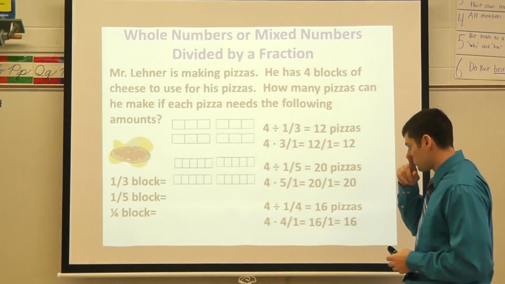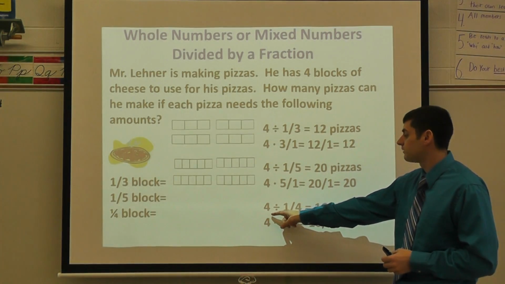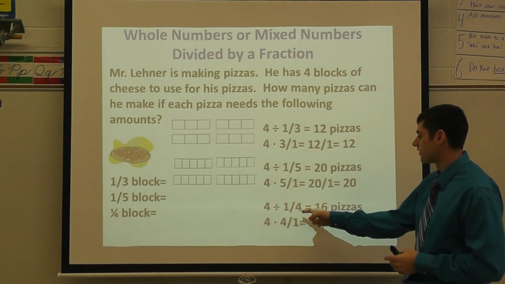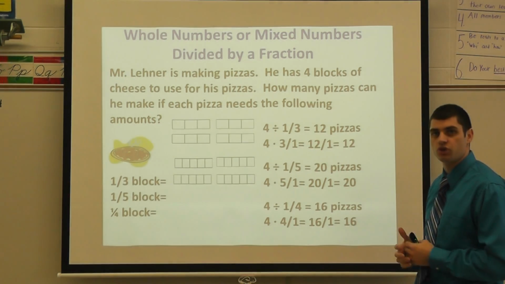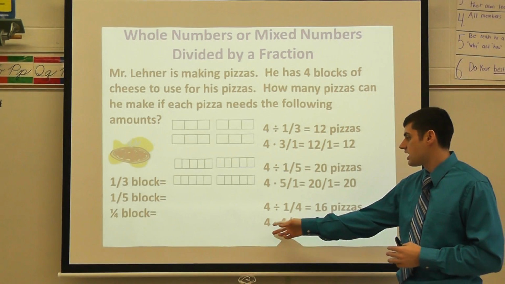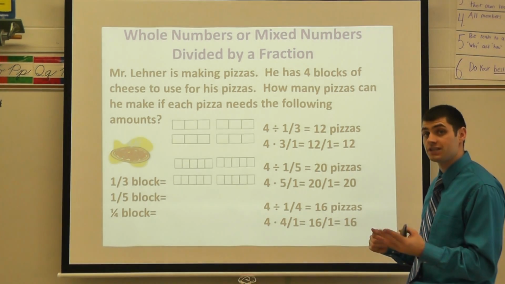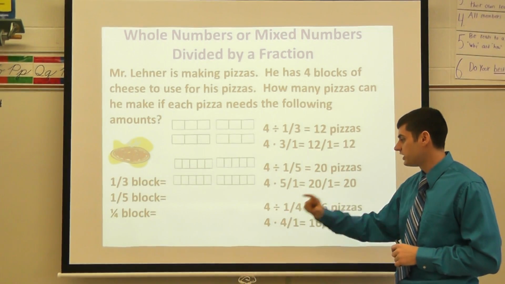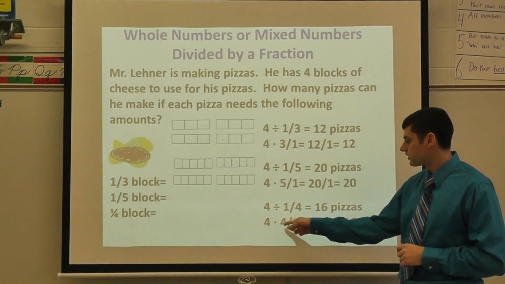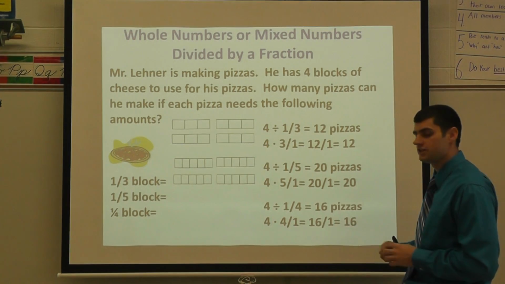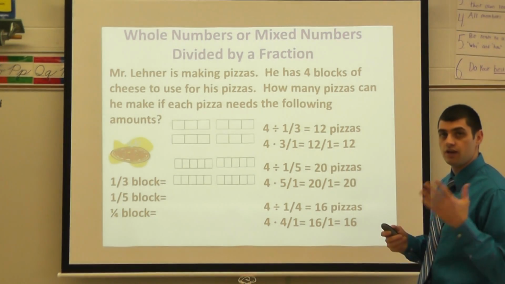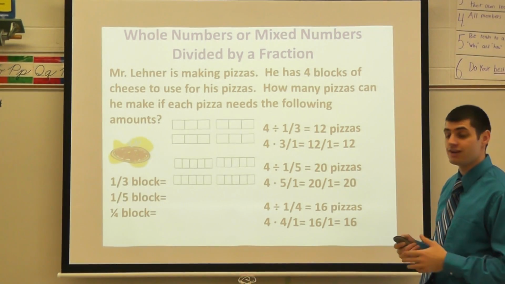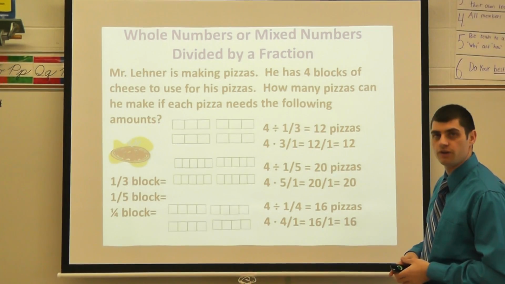Last one, 1/4. I now can take 4 blocks of cheese and divide each one into a 1/4, which is going to give me 16 total pizzas that I can make, because I can get 4 pieces from each block of cheese. If I use the recip and flip, 4 times 4/1 would be 16/1, which would be 16 pizzas. Let's take a look at our visual now.